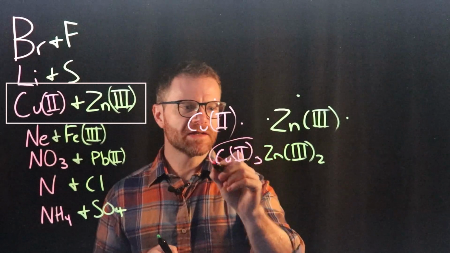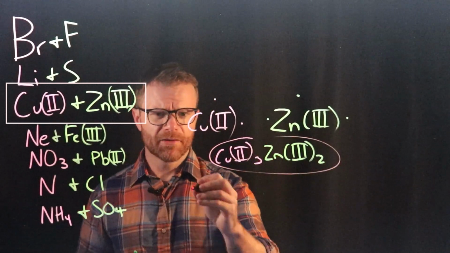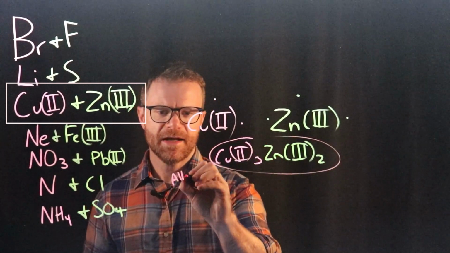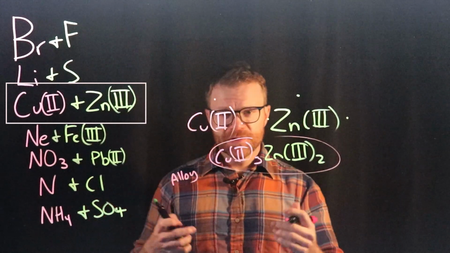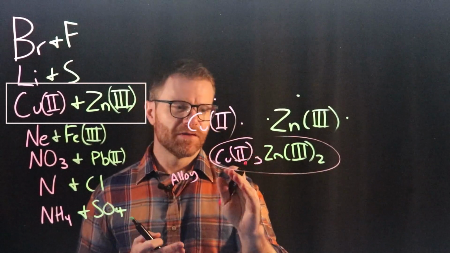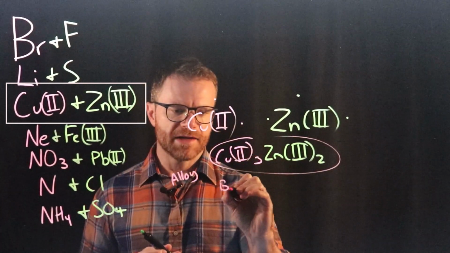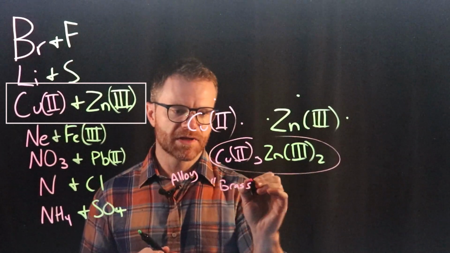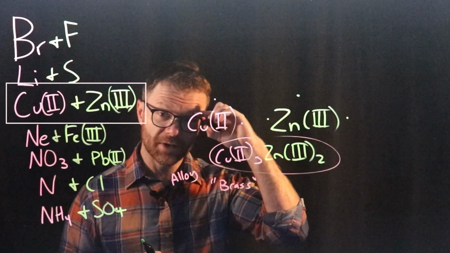Specifically, a mix of metals in a metallic compound, you may remember from earlier, is called an alloy. And this particular alloy, that's a combination of copper and zinc, is called brass. Now, you don't need to know this typically for most chemistry classes. It's just a little piece of trivia.